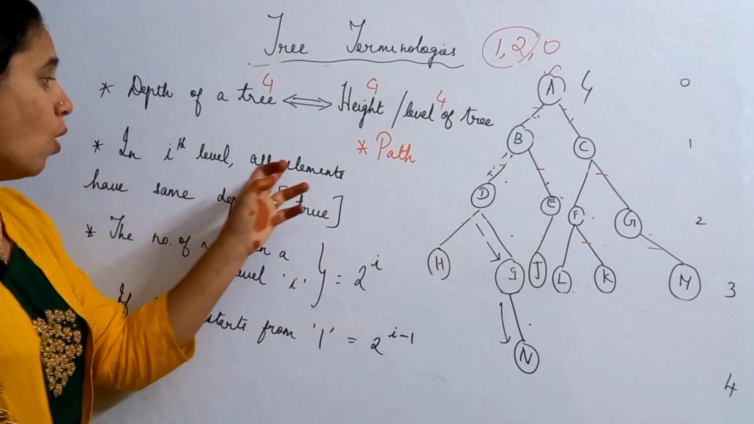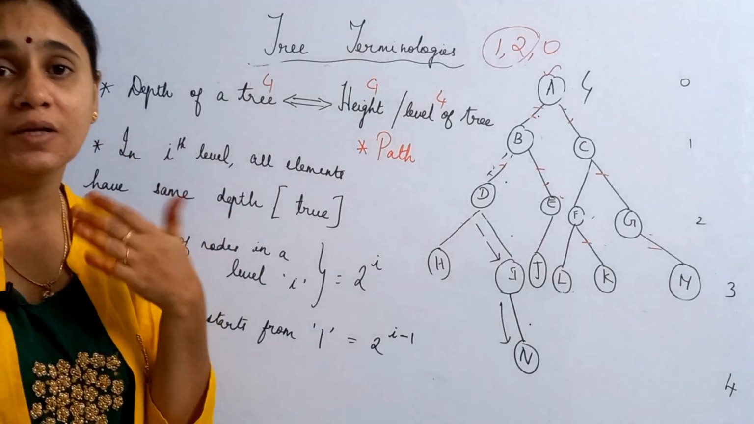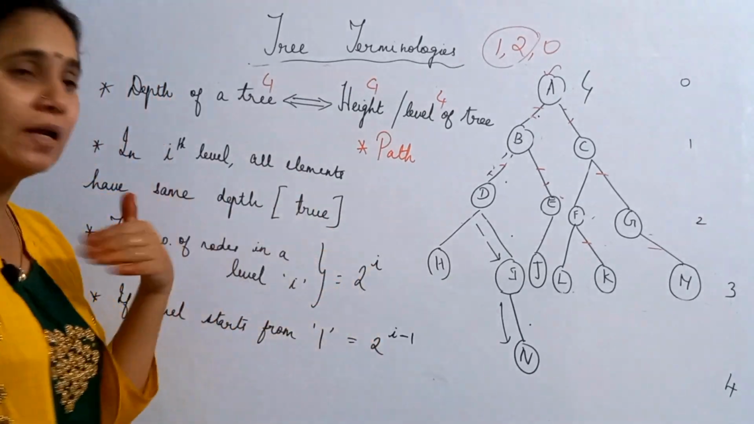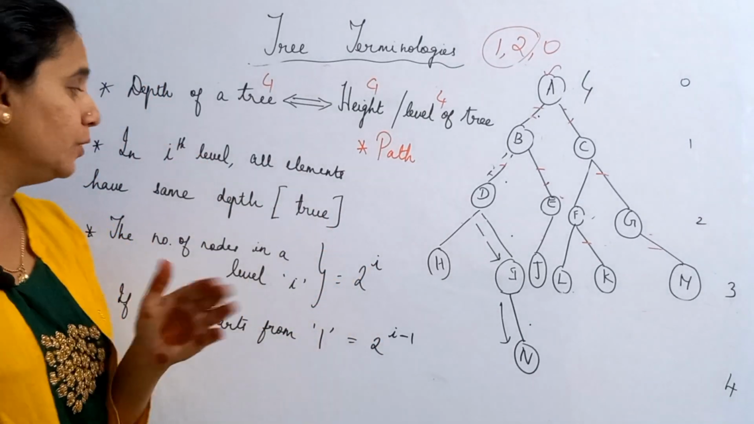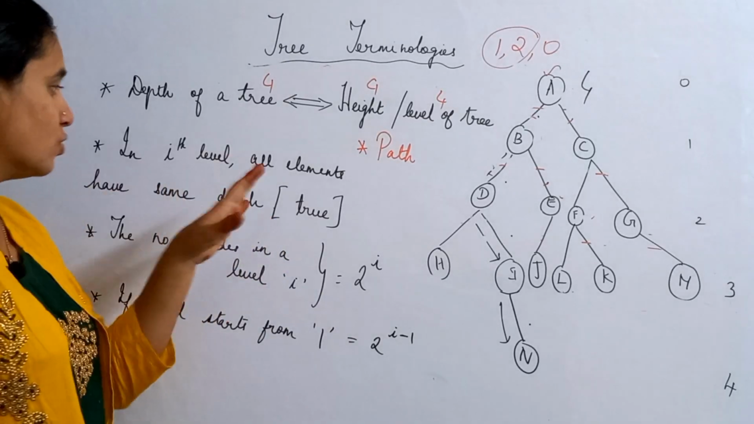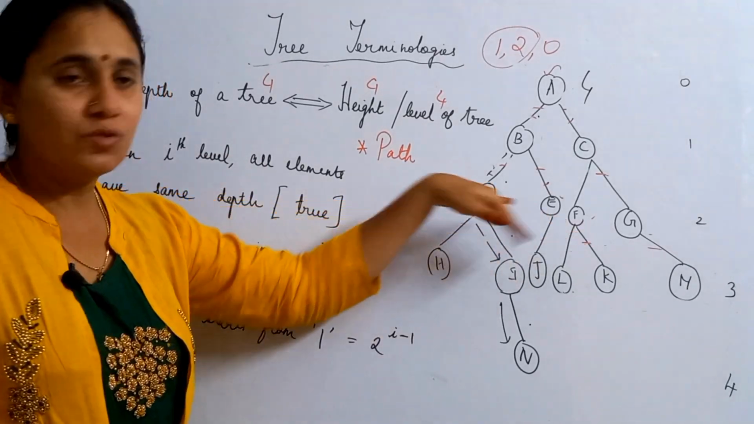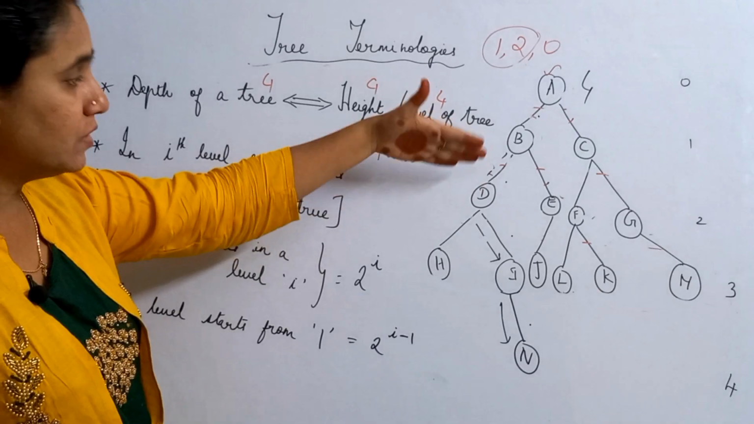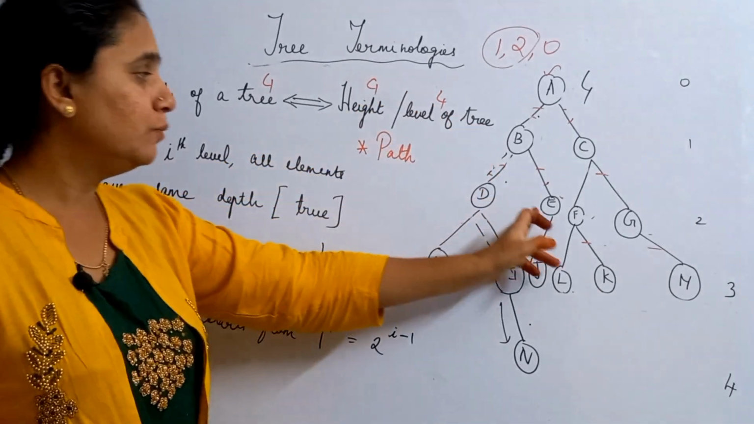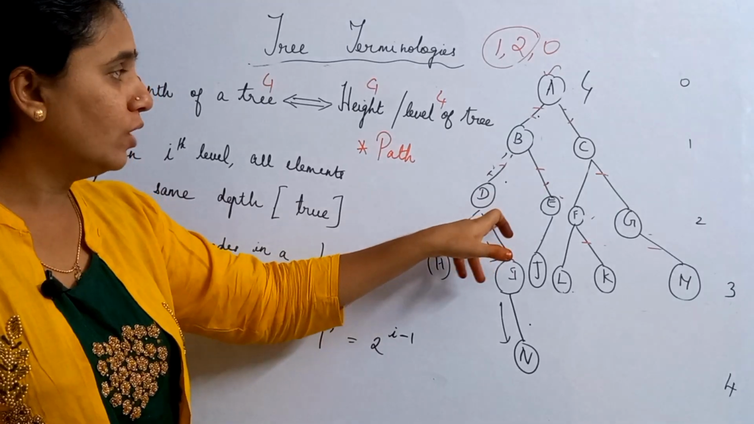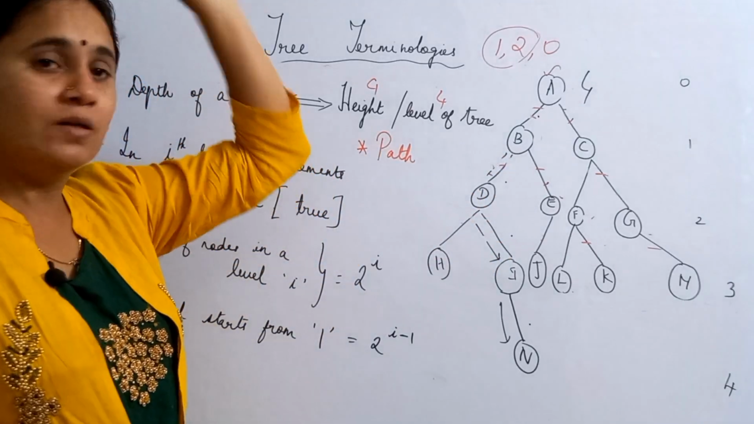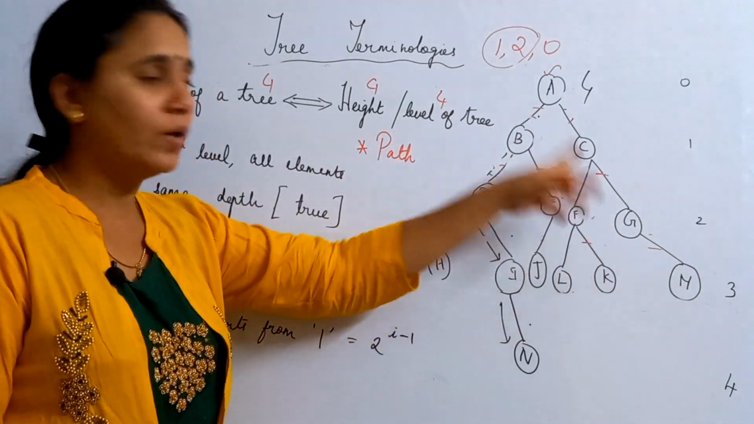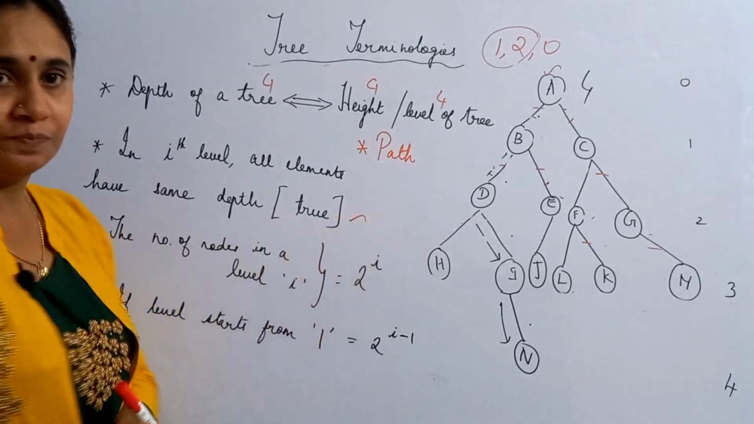In the ith level, all the elements are of the same depth. In any level, if I calculate the depth by going to any level, it will be of the same depth, right? For example, I am here in this location, in the second level. If I calculate the depth for all the elements, what will be the depth for D? 1, 2, because see the upward direction, 1, 2. For E also 1, 2. For F also, G also 1 and 2. So this point is true.